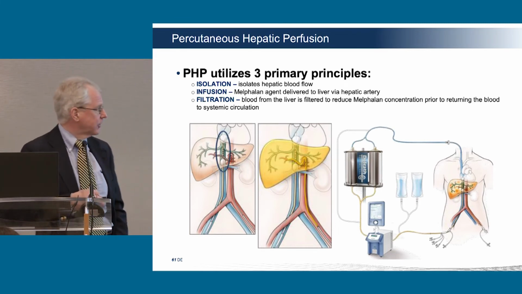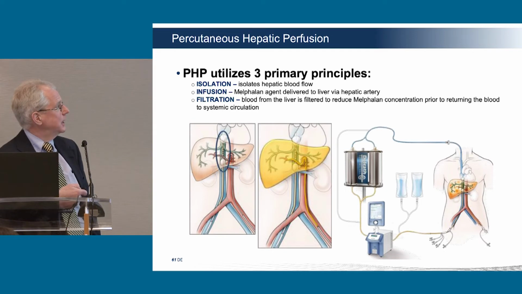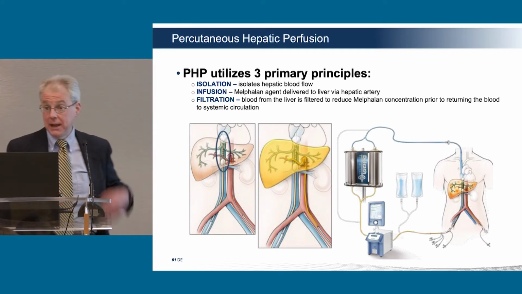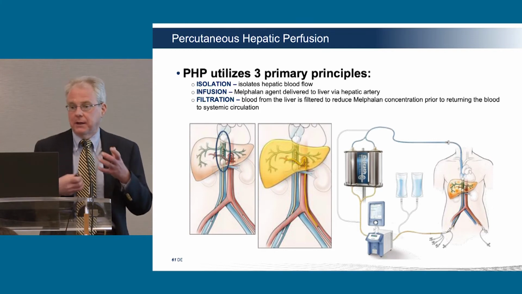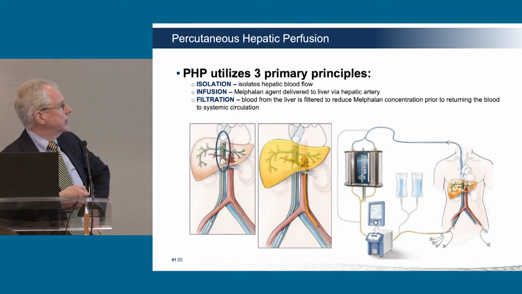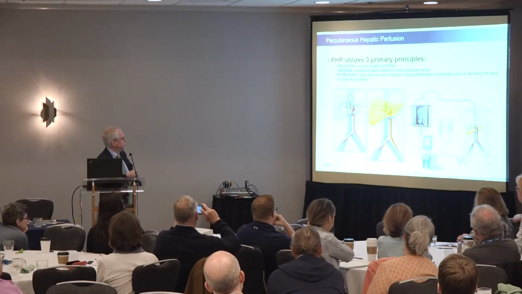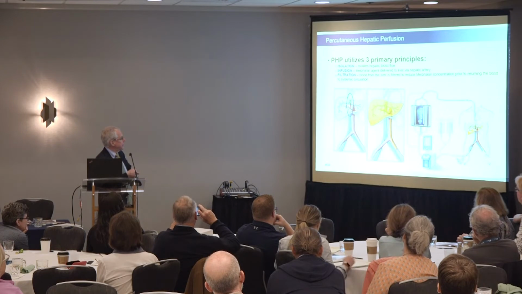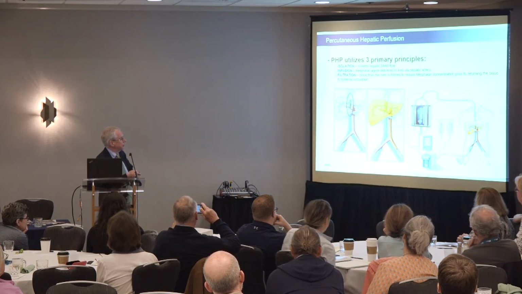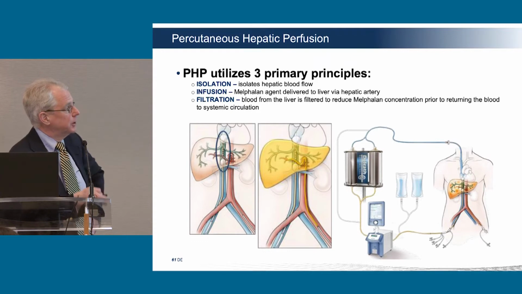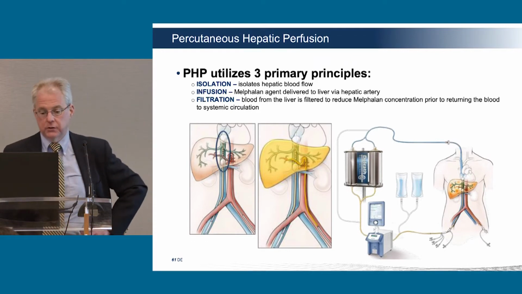So, as the company slides tell us, PHP uses 3 primary principles. 1, blocking off the main vein in the belly, so you're trapping the blood that's draining out of the liver, 2, infusing melphalan, an old chemotherapy agent, and 3, sucking it out and running it through a pair of filters before giving the filtered blood back into the patient's neck.